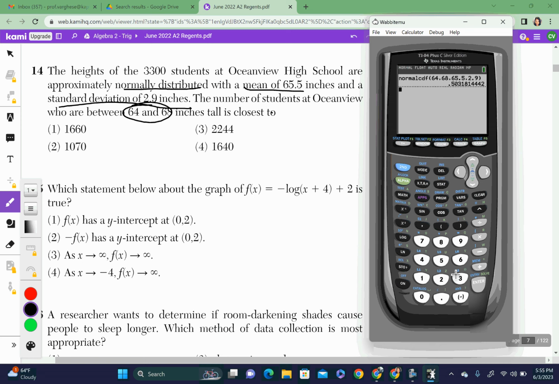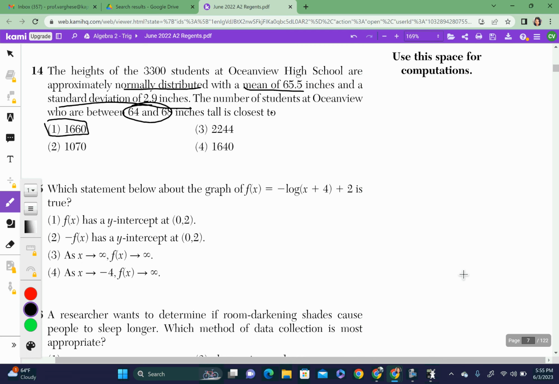0.503, and I bet it says how many, right? The number of students that are. So how many students are there altogether? 3,300. So we have to take this number multiplied by 3,300, hit enter, and we get 1660 or so. So that is choice number 1. Okay.